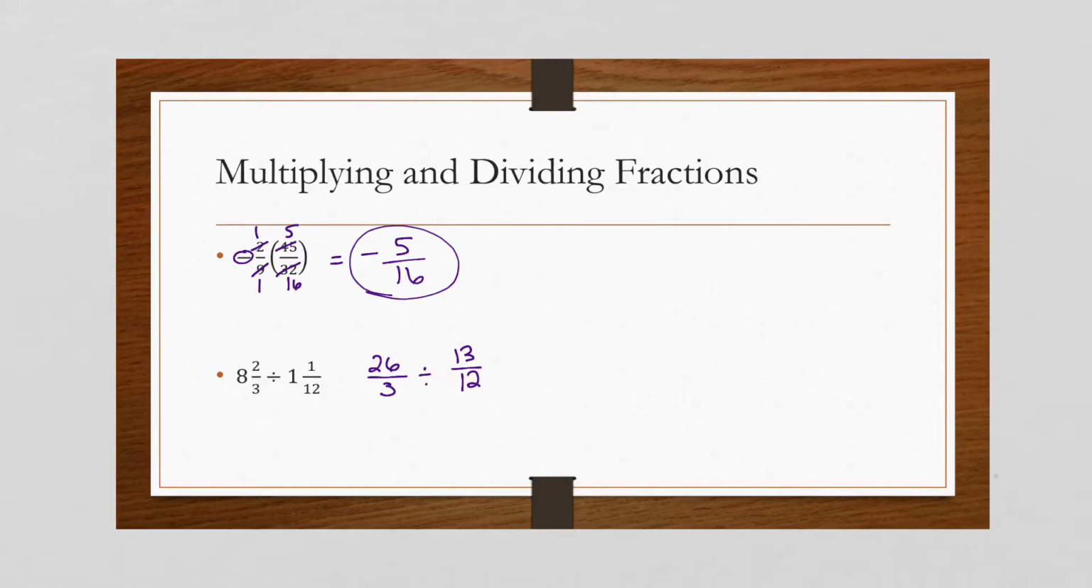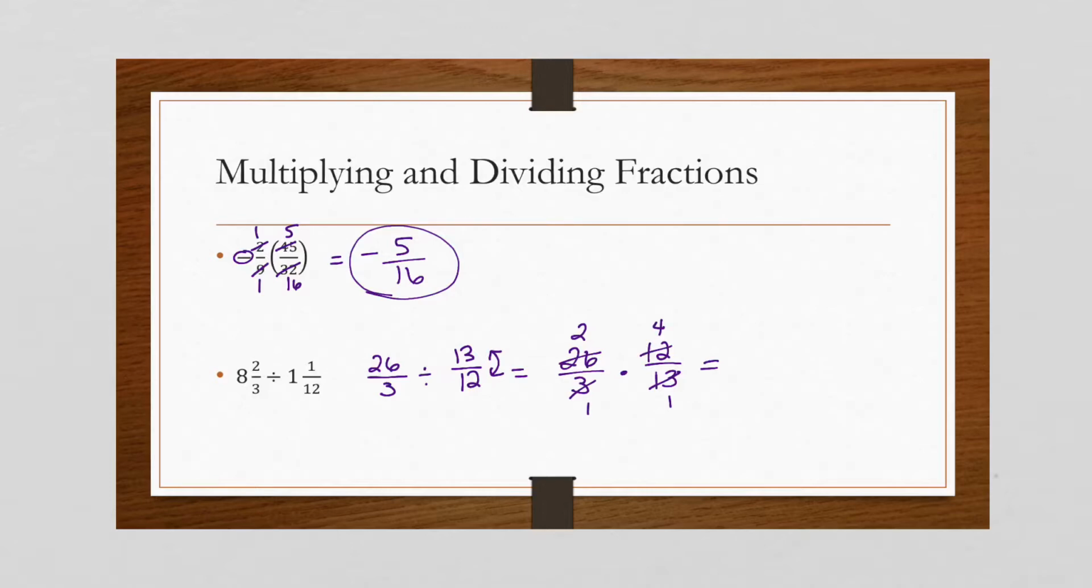Now, with division, you have to keep the first one the same, change your sign to multiplication, and flip your second one. Now we can see if we can divide. Let's reduce a little bit. The 26 and the 13 can both be divided by 13. And the 3 and the 12 can both be divided by 3.